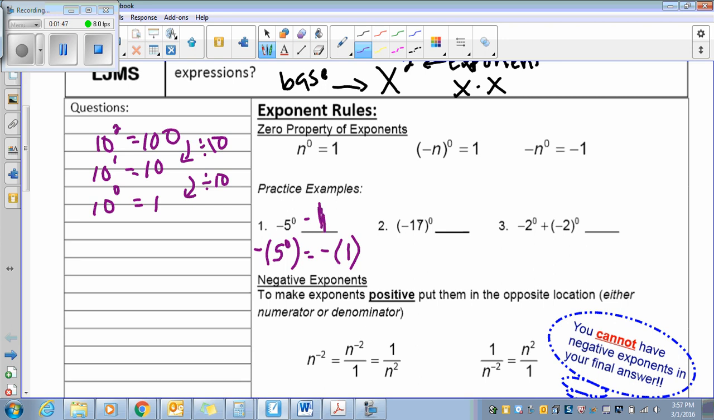Number 2, -17 is in parentheses, so the 0th power is being applied to all of -17, so your answer is 1. And the third one is saying negative and then 2 to the 0th, so this is -1 plus 1, which would give you an answer of 0.